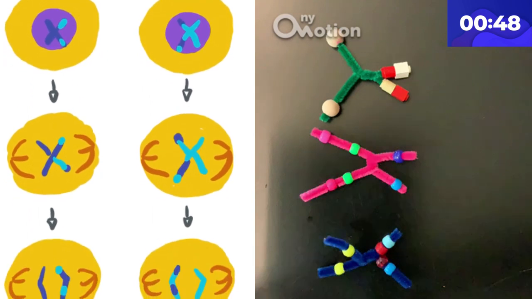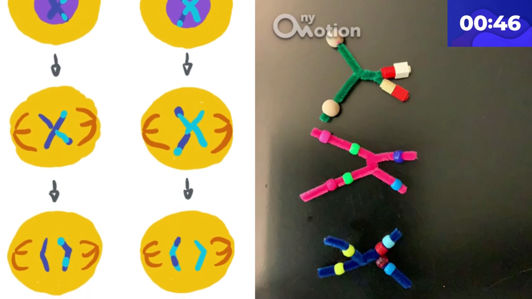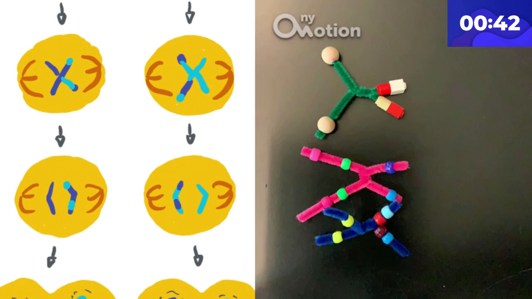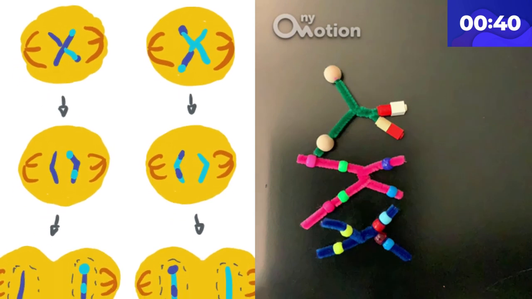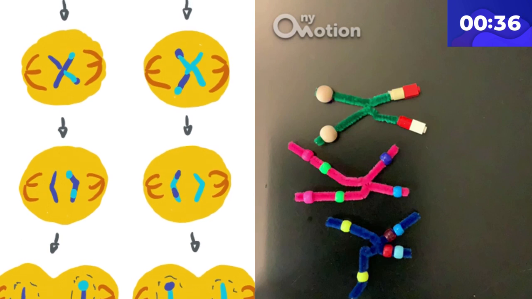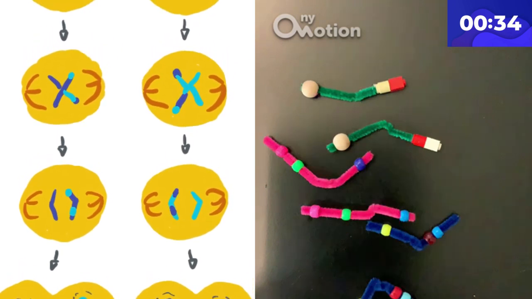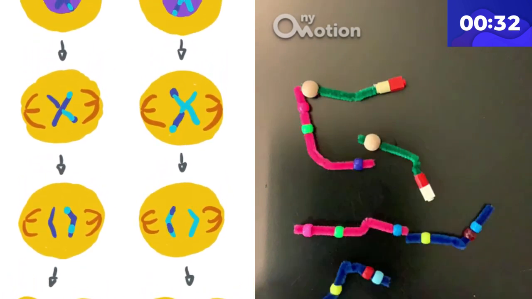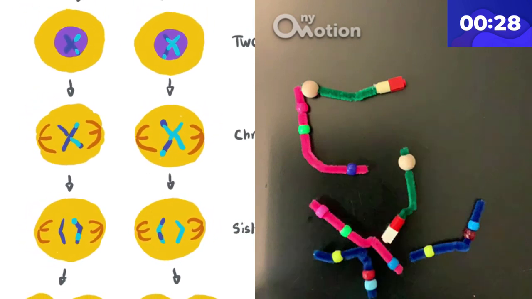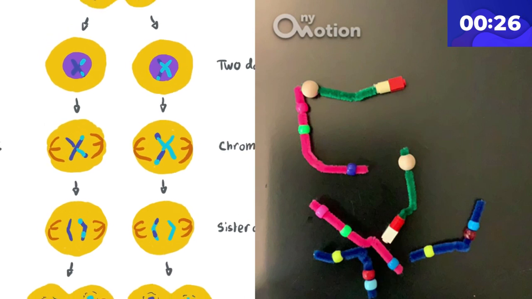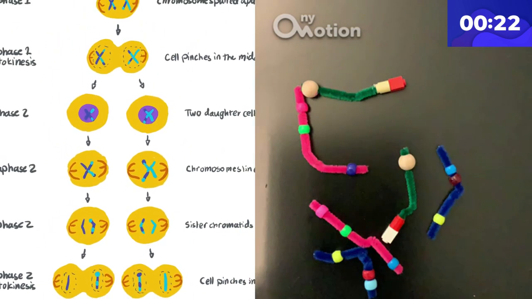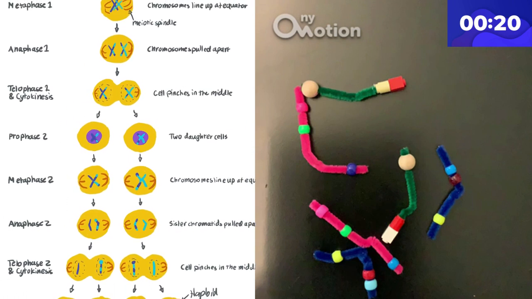Then, in metaphase 2, the spindle fibers from opposing centrosomes attach to the chromosomes at the centromere and align them along the cell equator. In anaphase 2, the spindle fibers contract and separate the sister chromatids, and the chromatids, which are now called chromosomes, move to opposite poles. And then, in telophase 2, the chromosomes decondense, the nuclear membrane forms, and the cells divide, otherwise known as cytokinesis, to form 4 haploid daughter cells.